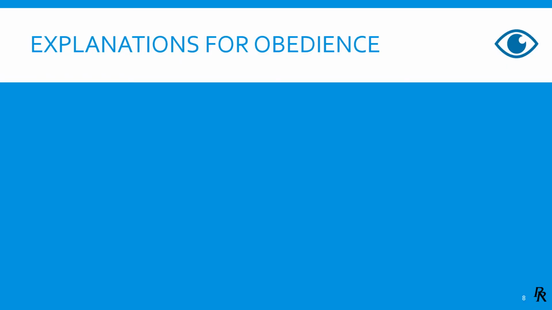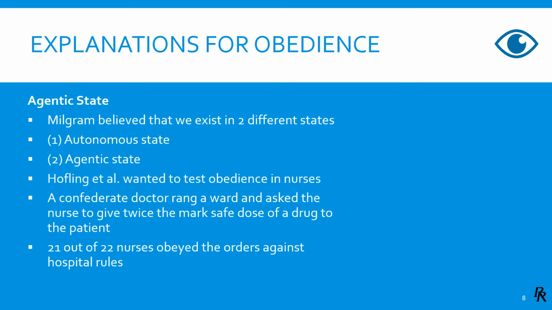Moving on to explanations for obedience. You need to know 2 explanations for why people obey orders in various situations, the first being agentic state. Milgram believed that we exist in 2 different states, the first being the autonomous state, where we show free will and make our own choices and decisions, and the second being the agentic state. We follow instructions from someone we perceive has legitimate authority over us, such as a teacher or a police officer.